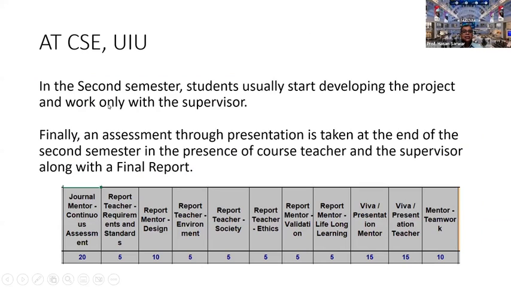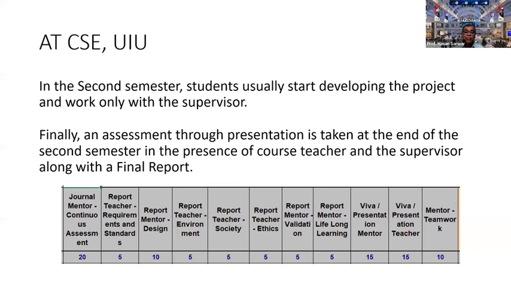In the second semester, students start developing the project and work only with the supervisor. Actually, there is no role of the class teacher in the second semester. The supervisor supervises all the development work, and finally an assessment through presentation is taken at the end of the second semester. During the final assessment, the class teacher stays there as an external, and the supervisor is always there. The students submit a final report, and they also give a presentation.